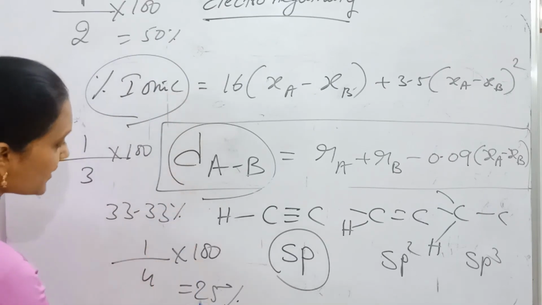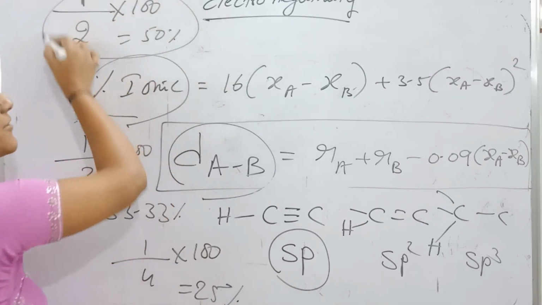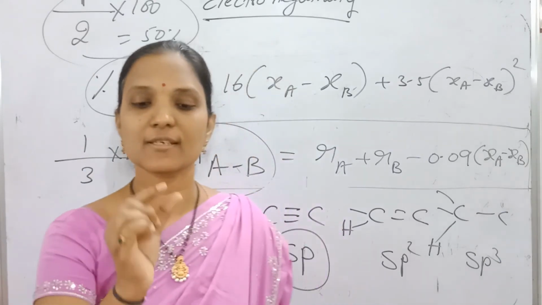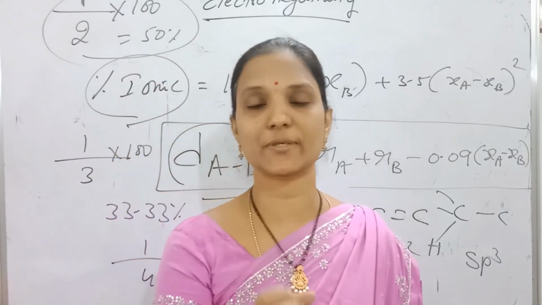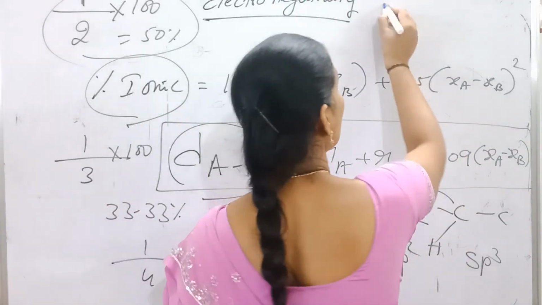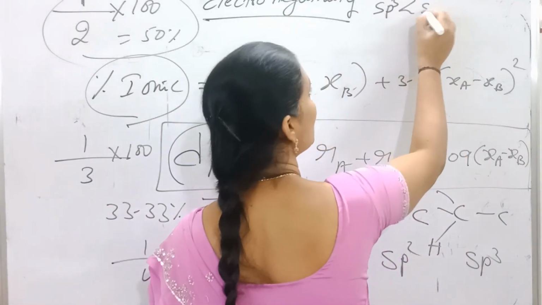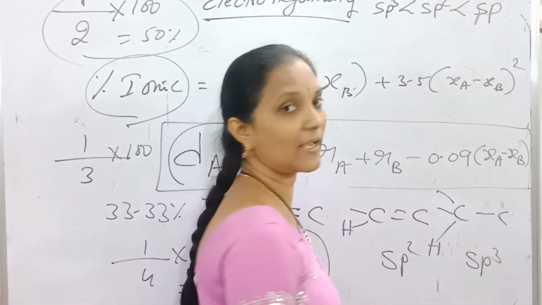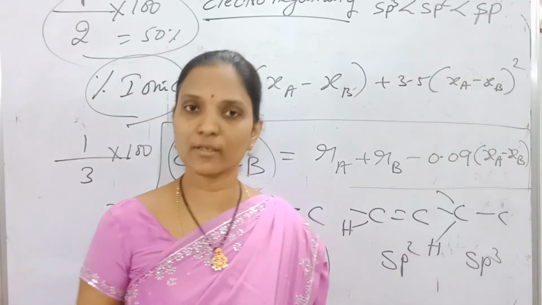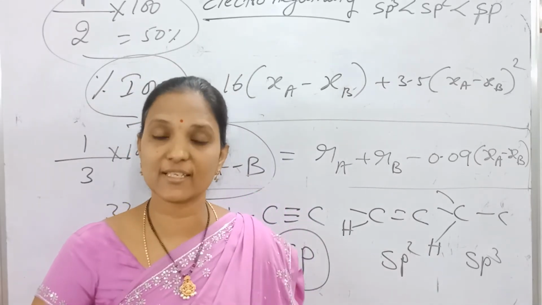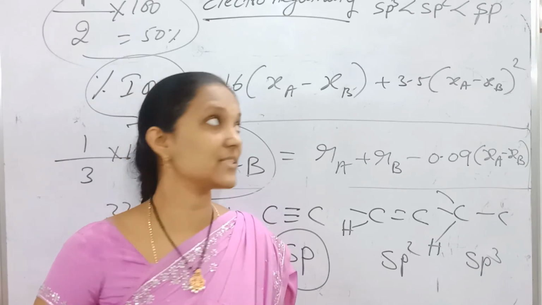The percentage of s character decreases here, and here it is more. Percentage of s character is more, size is less. Size is less means attraction is more. Attraction more means electronegativity is more. So electronegativity increases with an increase in the percentage of s character in hybrid orbitals. In hybrid orbitals, as the percentage of s character increases, size decreases, electronegativity increases.